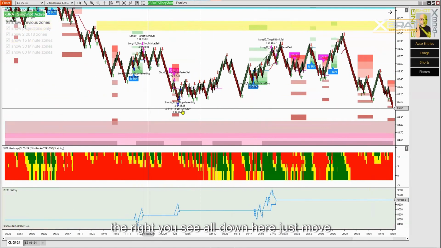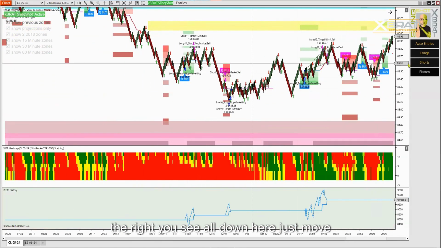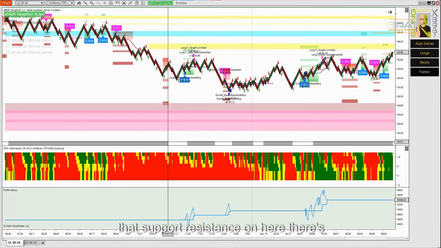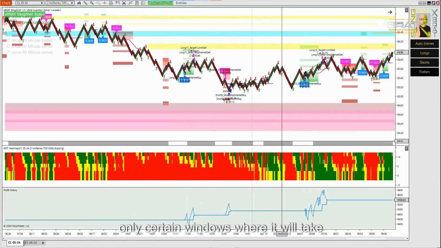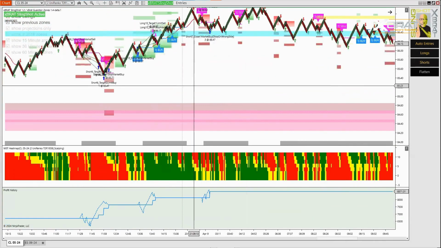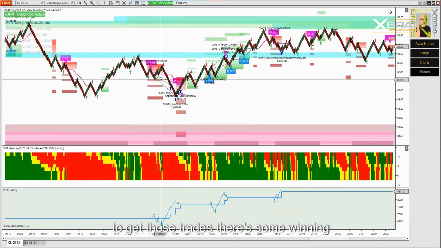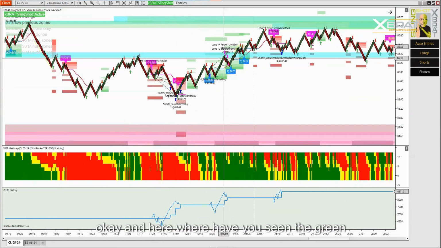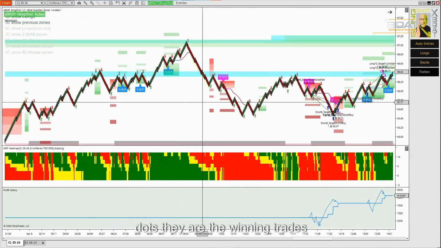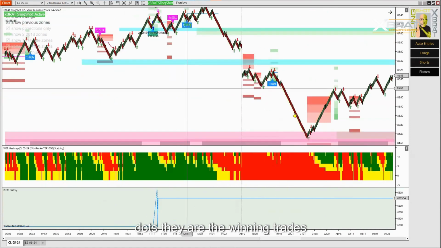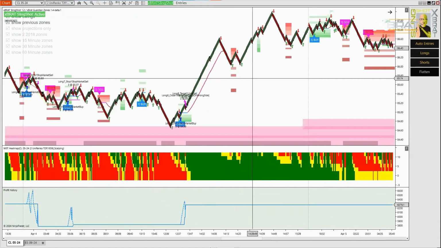Okay, again, it doesn't trade every single minute of the day. It selects the right. You see all down here. Just move that support and resistance zone here. There's only certain windows where it will take trades. Okay, and then there's other settings it needs as well to get those trades. There's some winning trades there. Look, okay, and here, where have you seen the green dots? They are the winning trades.